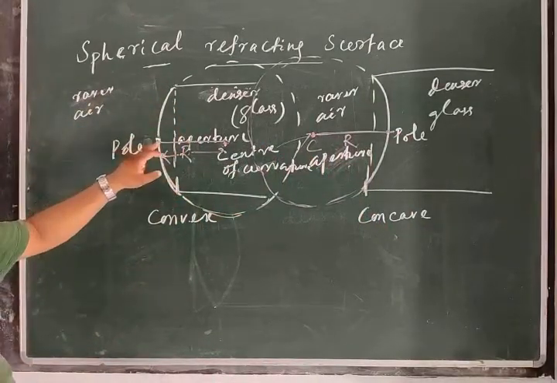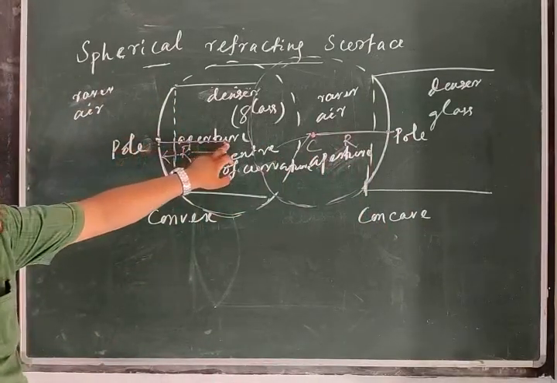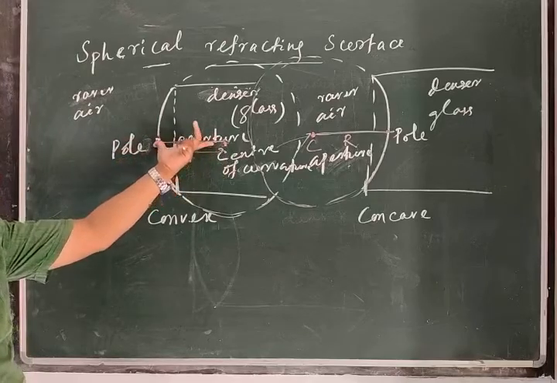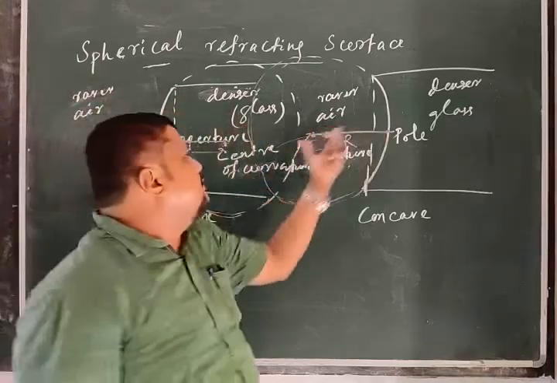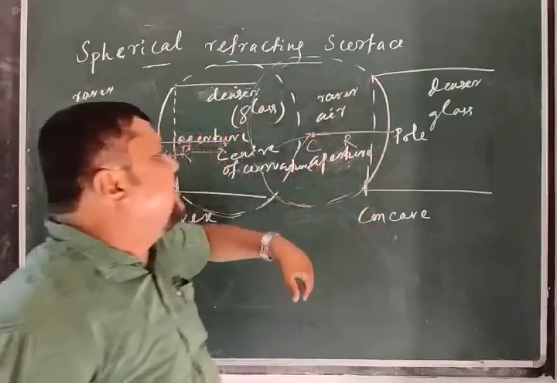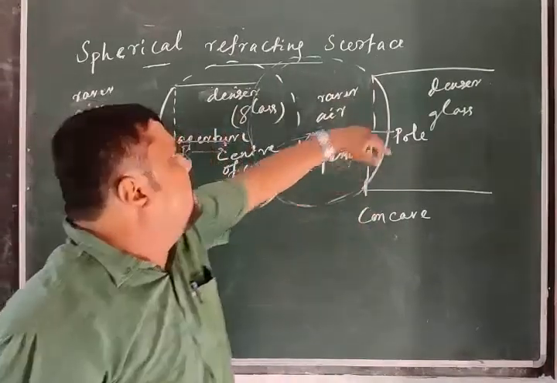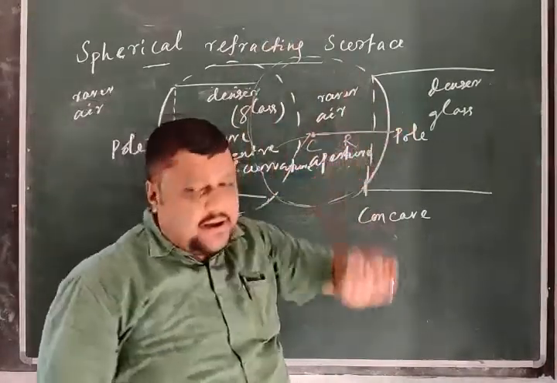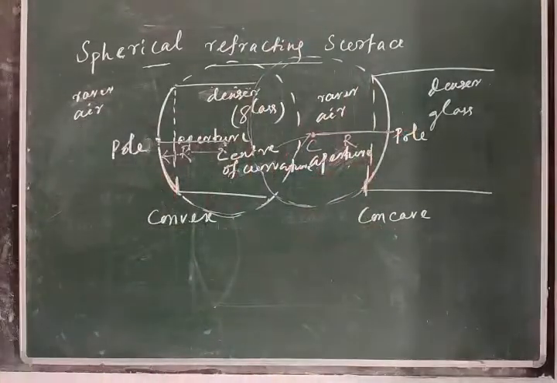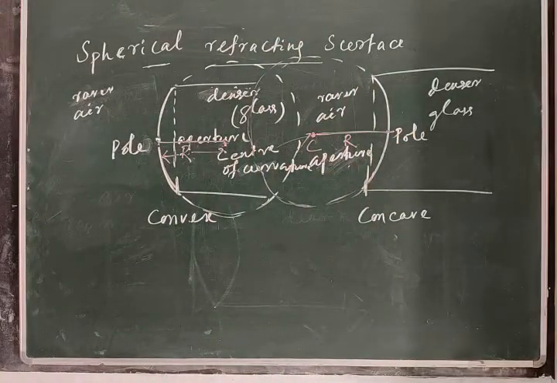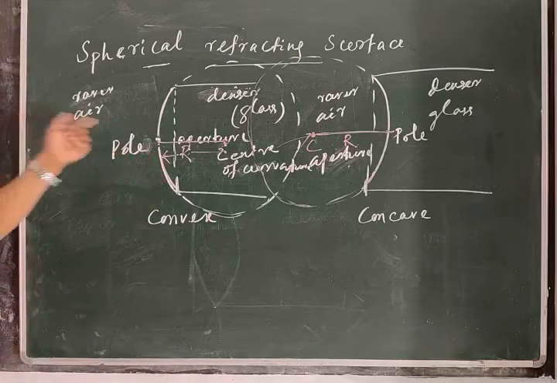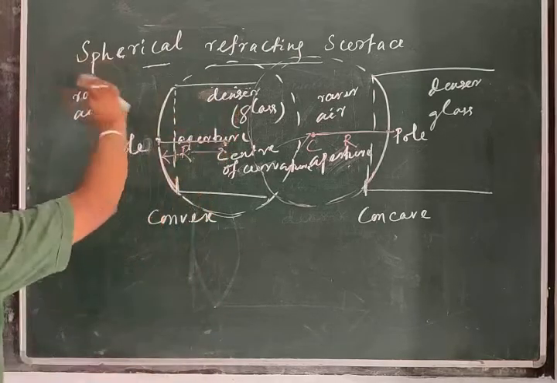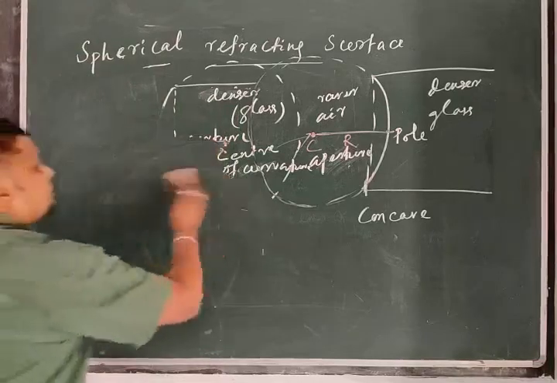So it is the radius of that sphere, or you can say the line joining the pole to the center of curvature. That is the radius of curvature. Okay. So these are the definitions you already know, and these are the definitions we will use when we discuss refraction at a spherical surface.